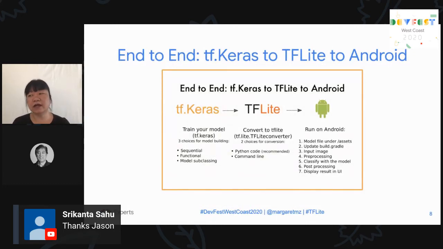So first, let's take a look at a very simple end-to-end example, going from training a model with tf.keras, converting that model to TFLite, and then running that model on Android. Very simple. From this diagram, you will see that when you train with tf.keras, you have the option of using the Keras Sequential API, the Functional API, or model subclassing. And when you convert, you can use either Python code or the command line. And then here are all the steps of how to run it on Android, which I will go over in detail later.